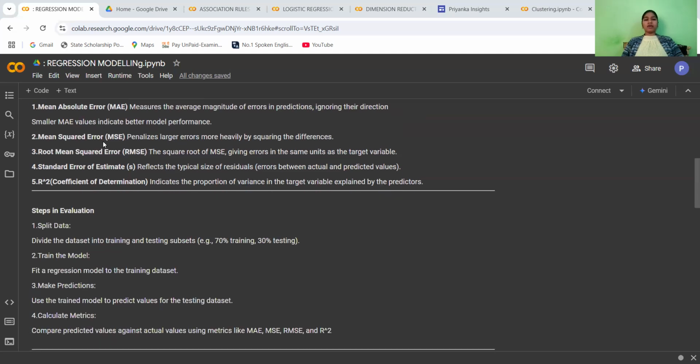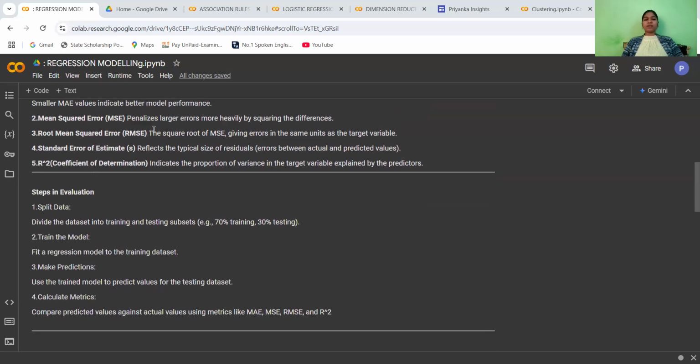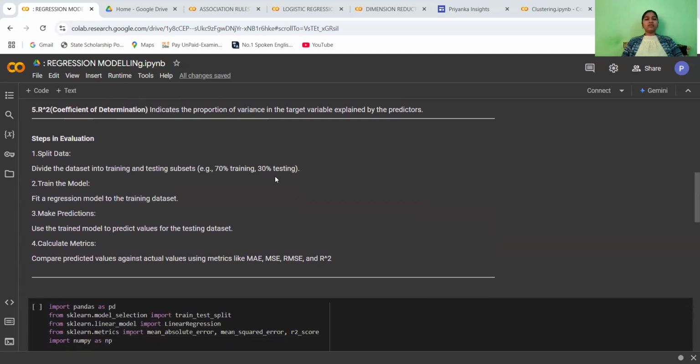Mean squared error, MSE, penalizes larger errors more heavily by squaring the differences. Root mean squared error, RMSE, is the square root of MSE, giving errors in the same units as the target variable. Standard error of estimate reflects the typical size of residuals. R square, the coefficient of determination, indicates the proportion of variance in the target variable explained by the predictors.